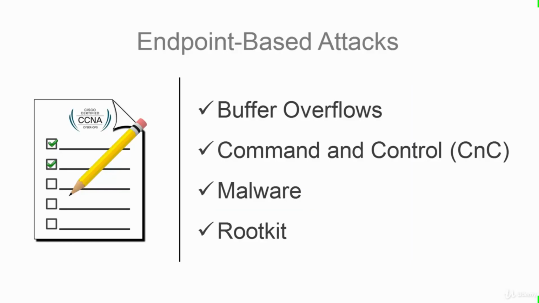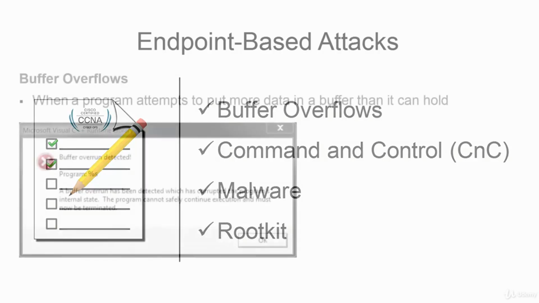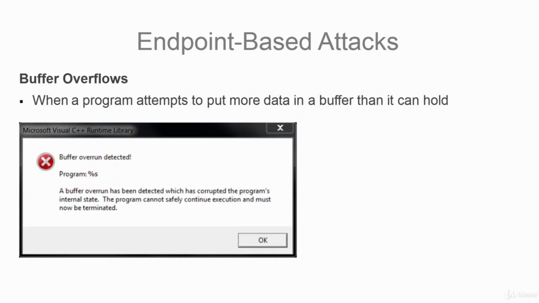In this section, we're going to take a look at some of the common endpoint-based attacks. Buffer overflows are a potential danger to software programs and is probably the best known software vulnerability. A buffer overflow is when a computing device's buffer has more data than it can handle, or when the program puts data in memory past the buffer. If this occurs, the program could crash, corrupt data, or cause the execution of malicious code.